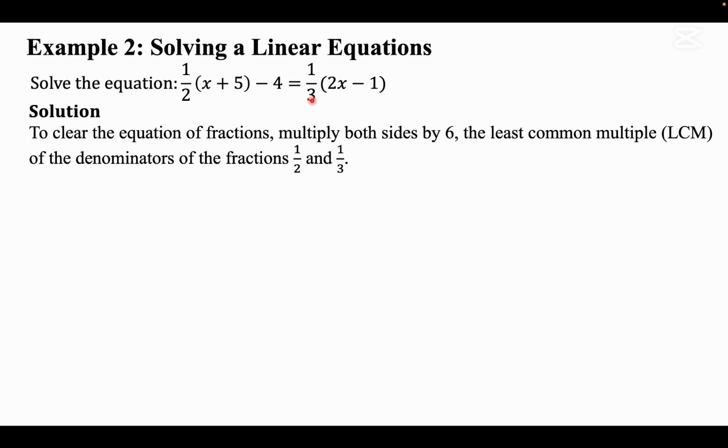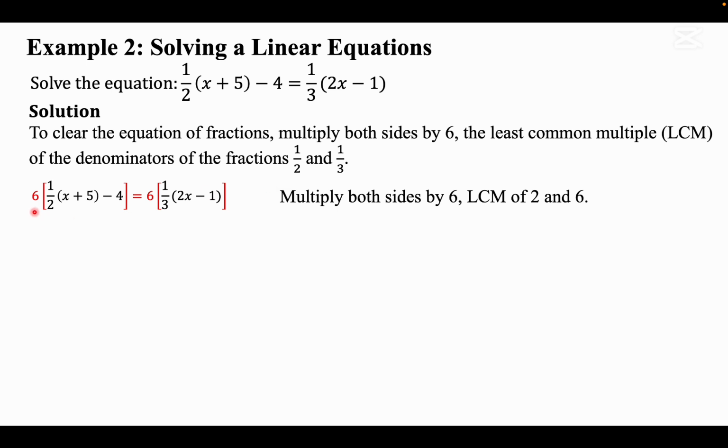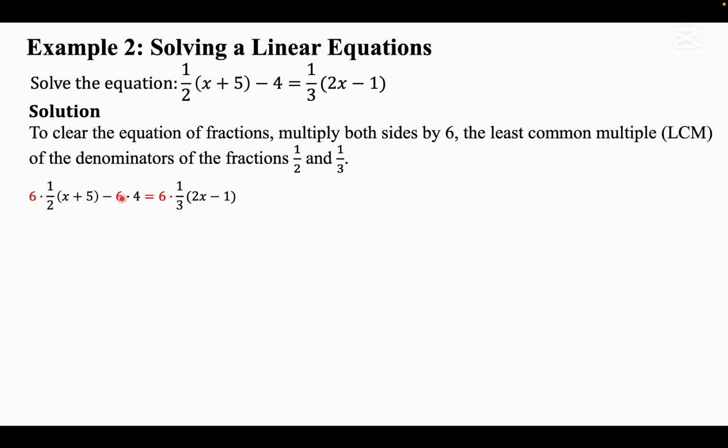They also go into 12, and so on. But we want the least common multiple of 2 and 3, so 6 would be the least. So let's go ahead and multiply everything by 6. If I multiply this side by 6 and this side by 6, we get 6 times a half, and then 6 times negative 4, which equals, of course, 6 times this other side.